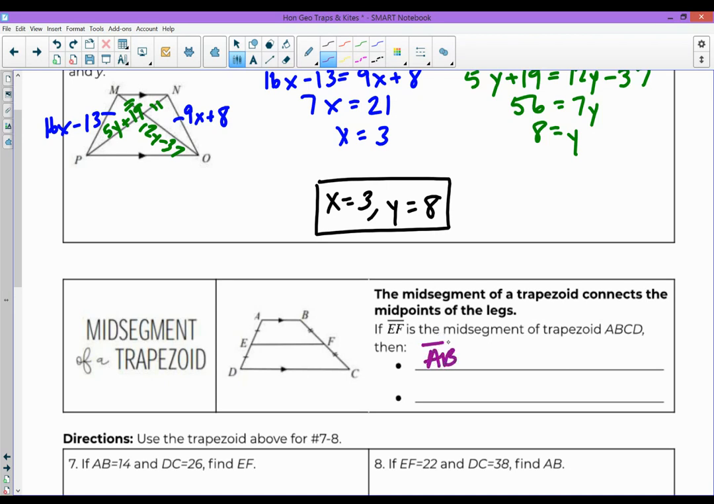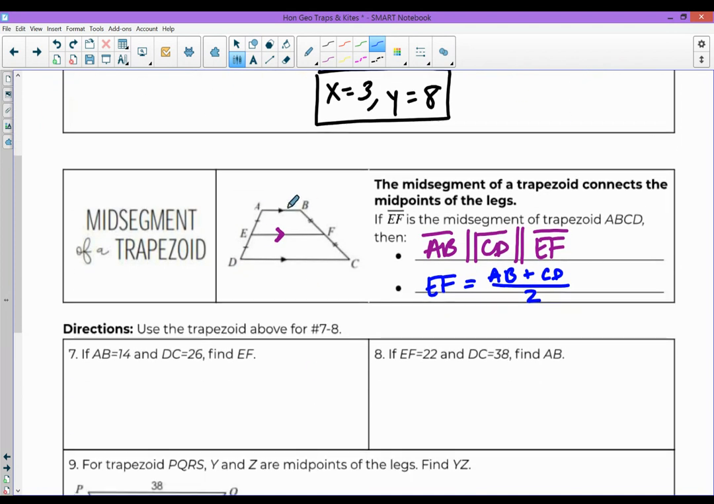Likewise, F is a midpoint of segment BC because of these tick marks, making segment EF a mid-segment. So if segment EF is the midsegment of this trapezoid ABCD, then I know segment AB is parallel to segment CD, which is also parallel to segment EF. So these are all parallel to each other. And then I can also find the measure of segment EF. The measure of segment EF is going to be the average of the two bases, so I add those together and divide by 2. Like if that was 4 and this was 6, the midsegment would be 5.